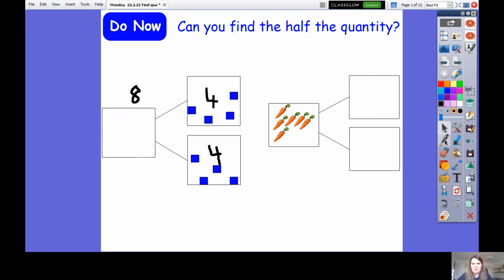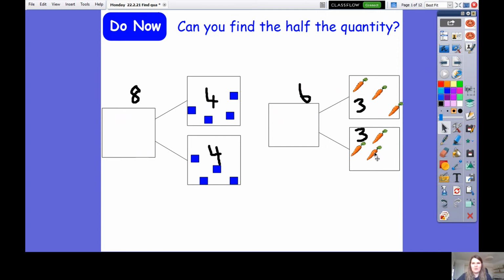And what about this one over here? What did you find? How many was the whole number? The whole number was 6. Well done. And remember, we can use our double knowledge to help us. What doubled makes 6? 3. Well done. And half of 6 is 3. And if you wanted to, you could have moved the carrots. Remember, 1 for me, 1 for you, 1 for me, 1 for you, 1 for me, and 1 for you.